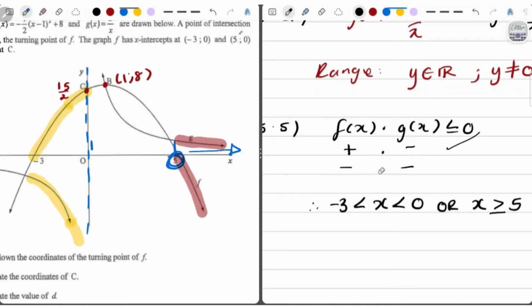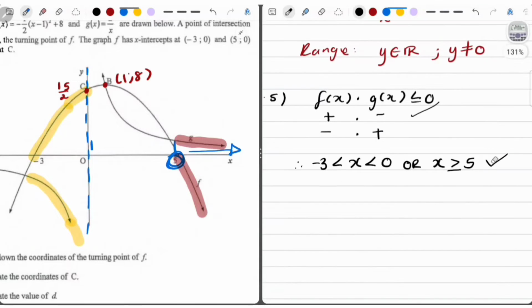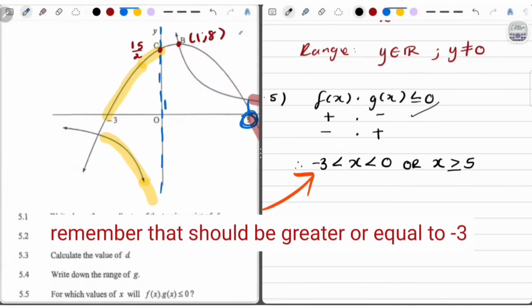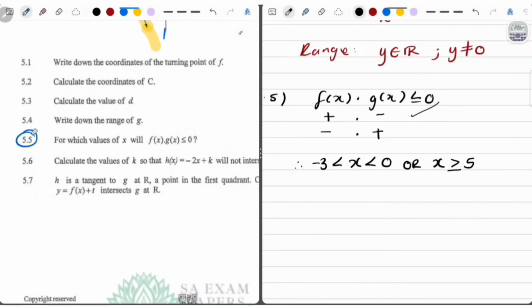I don't know, did I write? I think I might have erased that. So I meant positive there. Okay, so that would be the two places where if you multiply them, they give you a value less than or equal to 0. Okay, so that is that question done, 5.5. And we move on to the next question, 5.6.